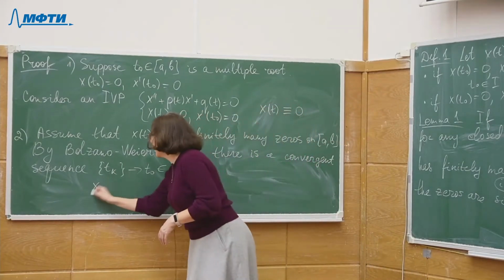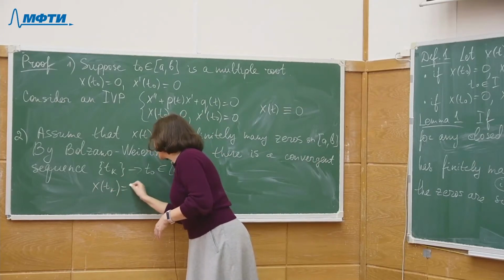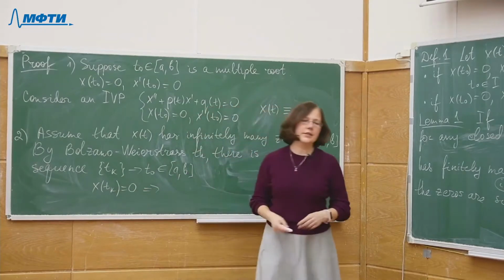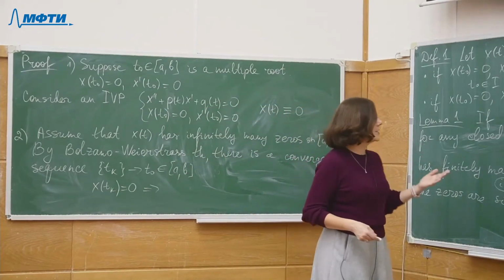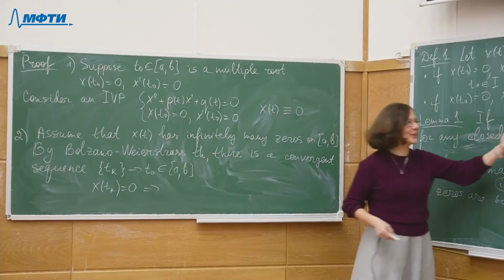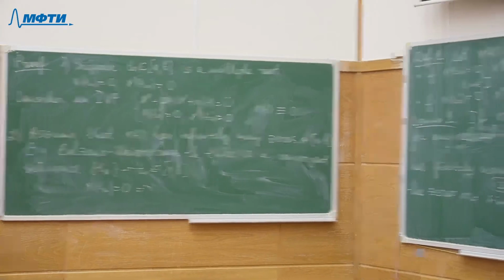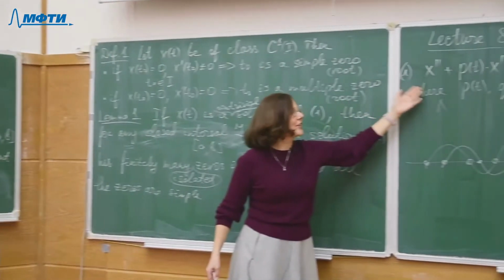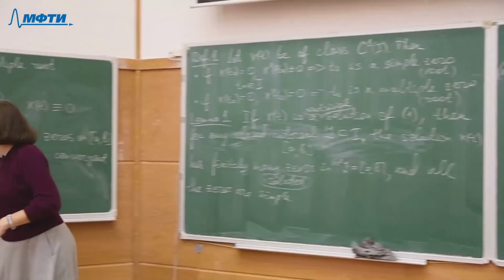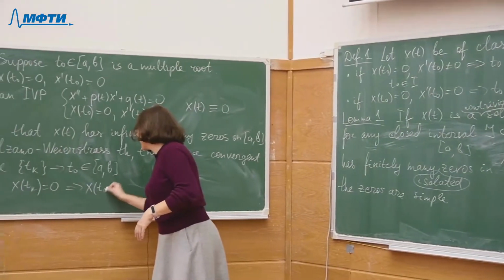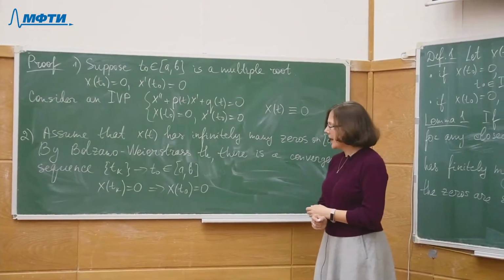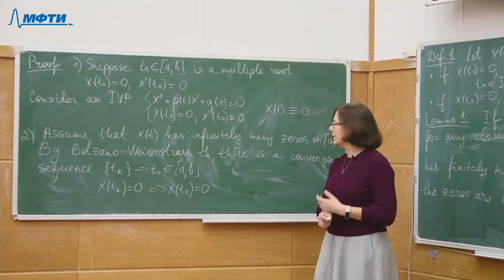We know that x of tk equals 0. Since x of t is of course a continuous function, because it must be twice differentiable, so it must satisfy this equation, it must be differentiable and twice differentiable. So it is continuous. By continuity of this function, we can see that x of t0 is also 0. Well, and now we want to come to the contradiction.